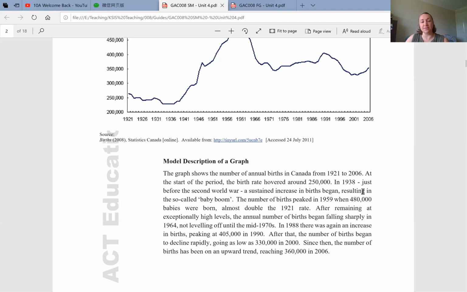Okay. So if you want an example of how to get a good mark for your description, this is a really good example. So they've used the information as well as some context. So you can see that before the Second World War, the birth rate was lower, but then we can see that there was a baby boom. So after the Second World War, all the soldiers came back and were happy, and then we had lots and lots of babies. Okay.